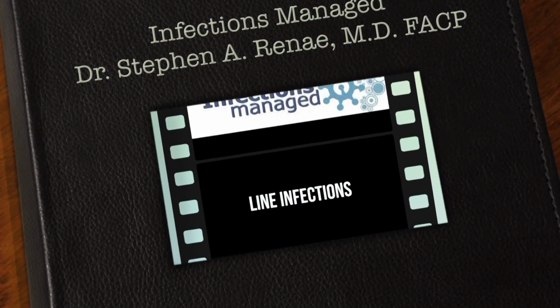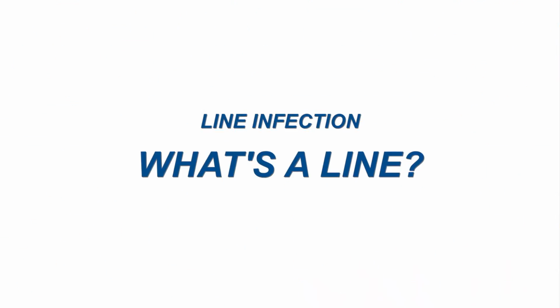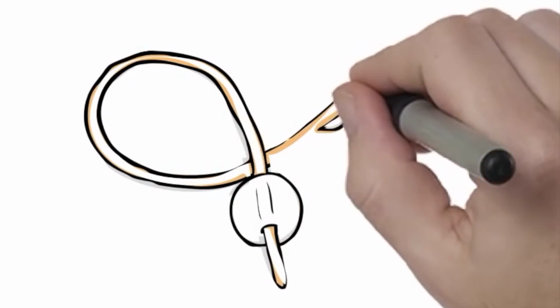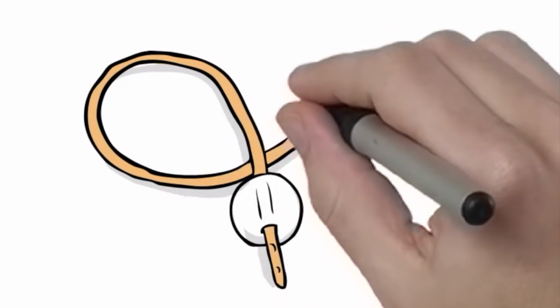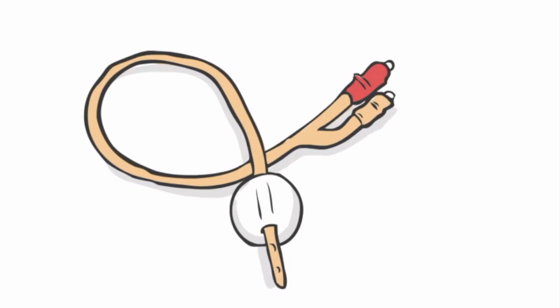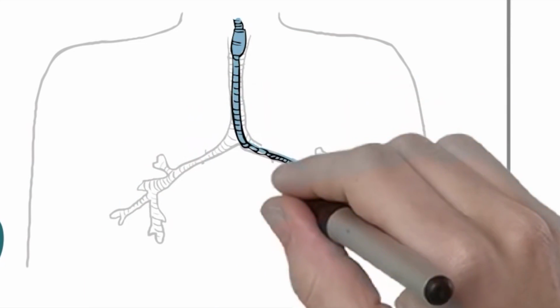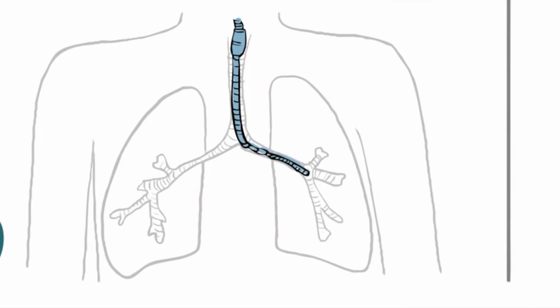So today we're going to talk about line infections. Well, what's a line? A line is a device that goes in a vein or an artery to infuse a medication. We have peripheral lines that go in the veins that are far away from the heart, and then we can have central lines as well that go into veins and arteries that are closer to the heart.